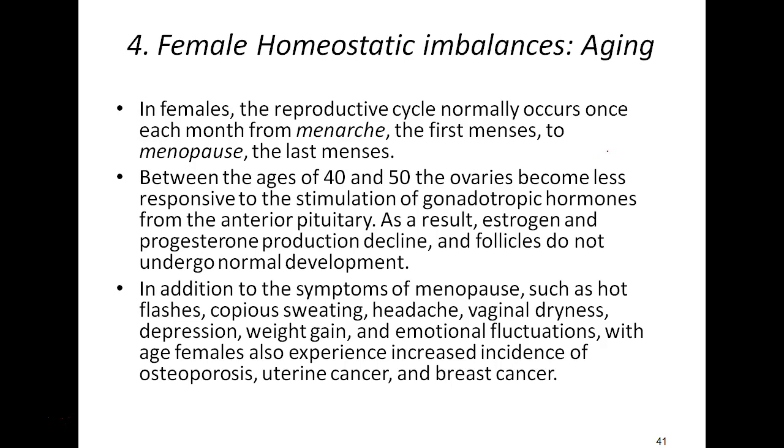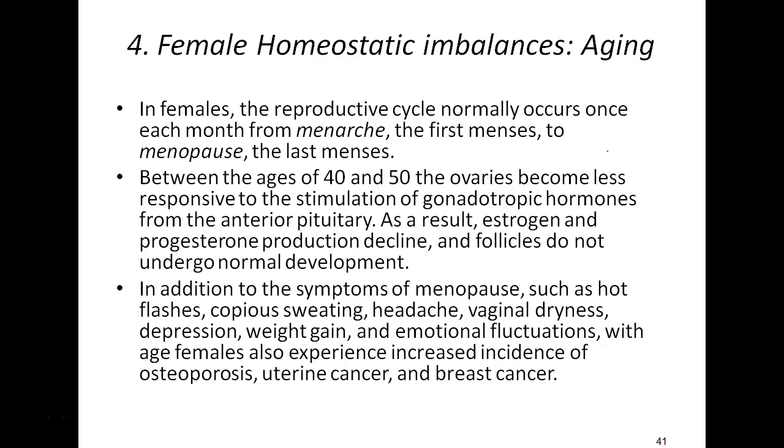We're going to wind up this discussion today with some homeostatic imbalances of the female reproductive system. And we see that aging has an effect on the female body. As we mentioned earlier, after the last egg exits, we get the onset of menopause, the last menses. And this is going to happen between the ages of 40 and 50.